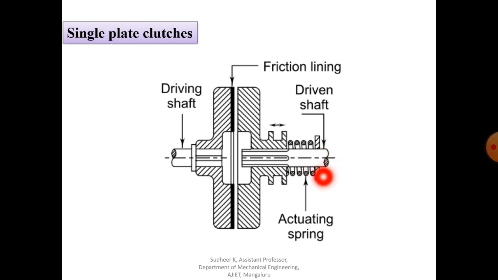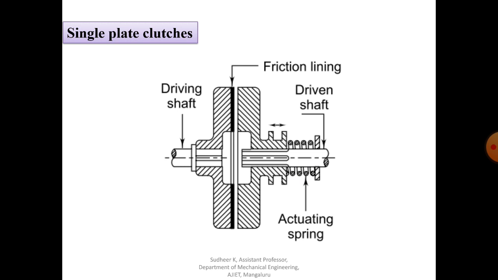There will be a connection between the driving and driven shaft by means of contacting surfaces. So based on the number of contacting surfaces, we have a single plate clutch and multi-plate clutch, as we discussed earlier. Depending upon the number of friction surfaces, friction clutches are classified as single plate clutch and multi-plate clutches. Now we'll see how the single plate clutch works.